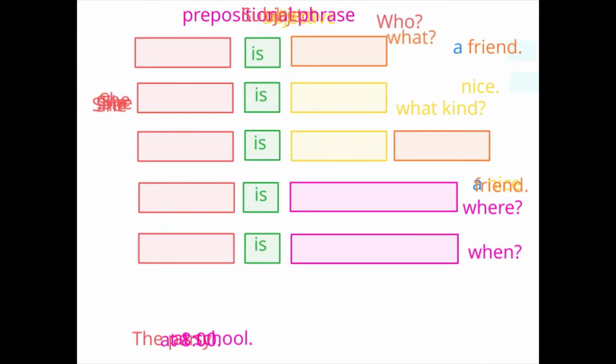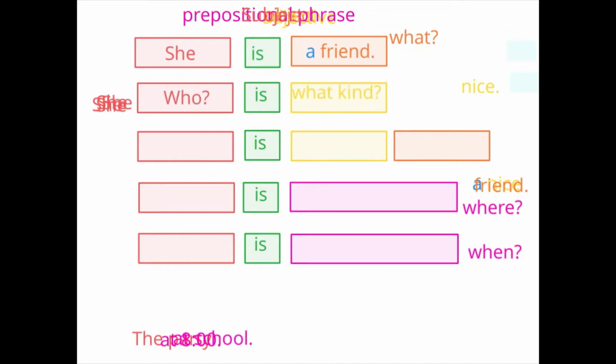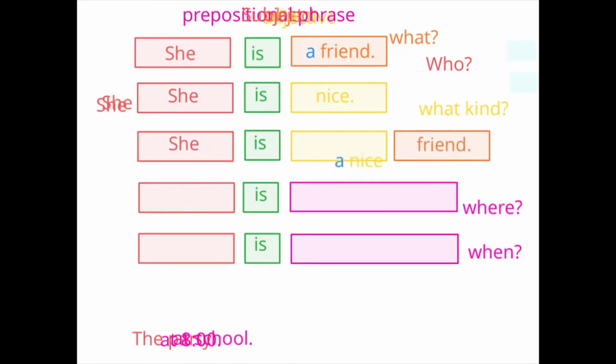Well, we can make it a girl and say she is what? She is a friend. She is a person, that's a noun. A friend is a person, that's a noun. We could say who is what kind of person? Well, we can say she is nice. Nice is an adjective. It tells us what kind of person she is. We can put those two sentences together and say she is a friend, a nice friend. She is a nice friend.